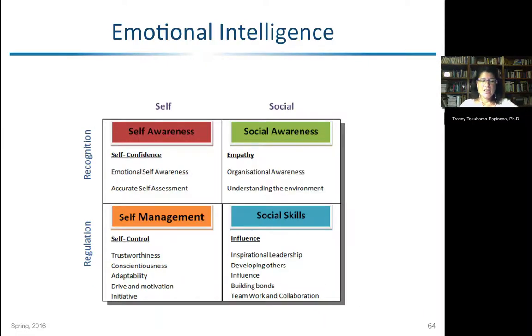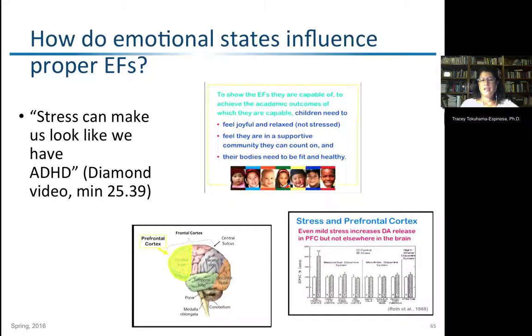The key connector here between emotional intelligence and executive functions has to do with the slide we saw earlier related to the impact of negative emotional states on executive functions. Stress can make us look like we have ADHD, says Diamond in her video. So we know that children in negative or stressful situations, their executive functions do not work well. She suggests very strongly that children need to feel joyful, relaxed, not stressed. They need to be in a supportive community and be surrounded by people they can count on.